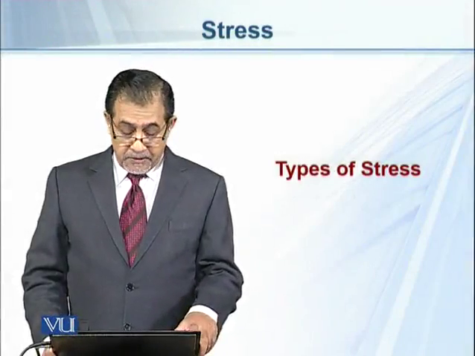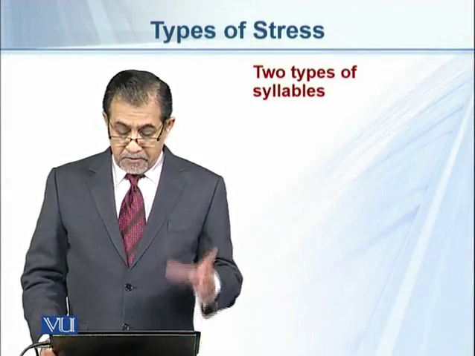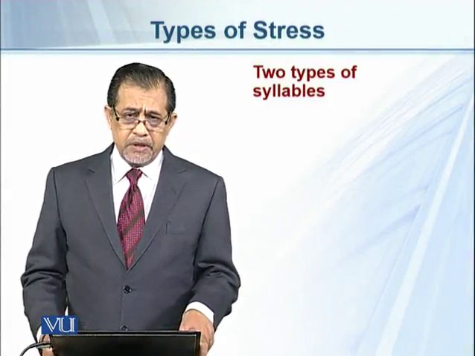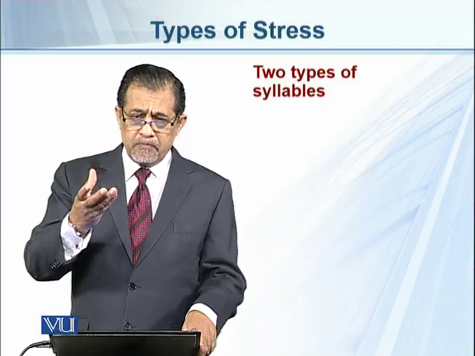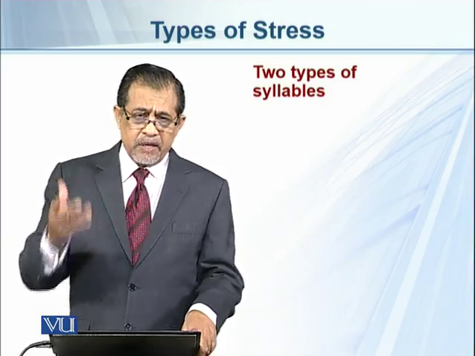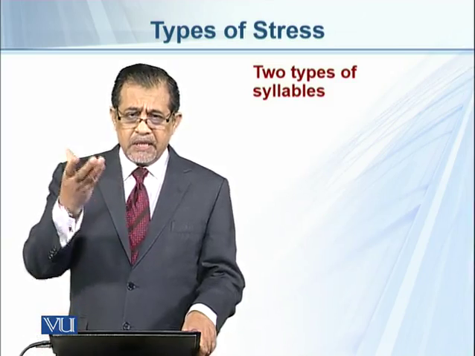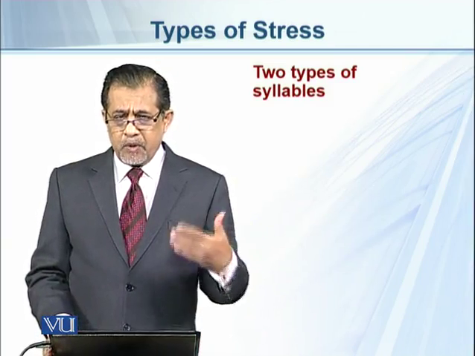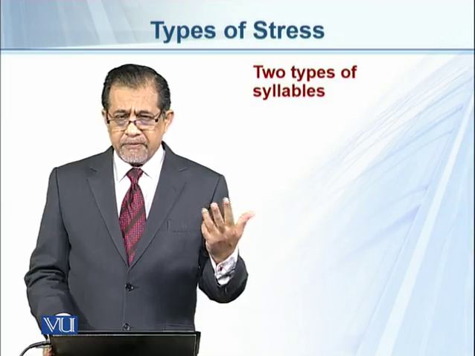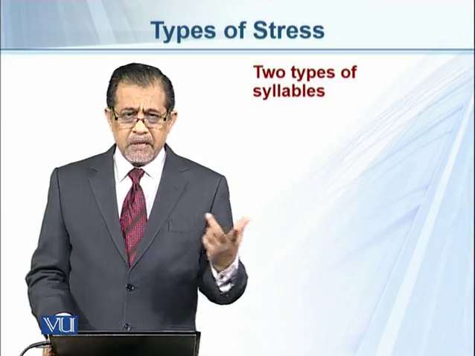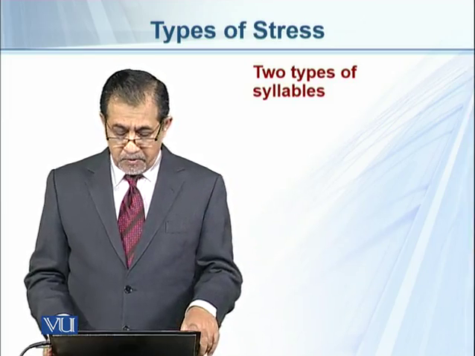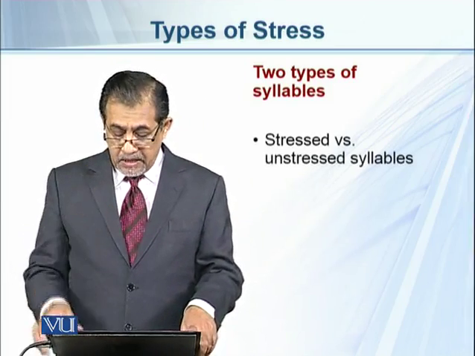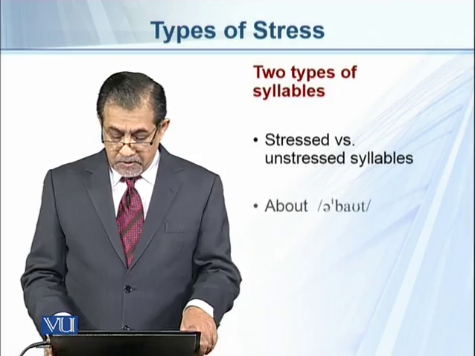Types of stress. Two types of syllables. Generally, when we talk about words that consist of two or more syllables, there are two types of syllables: stressed syllables and unstressed syllables. So, stressed versus unstressed syllables.